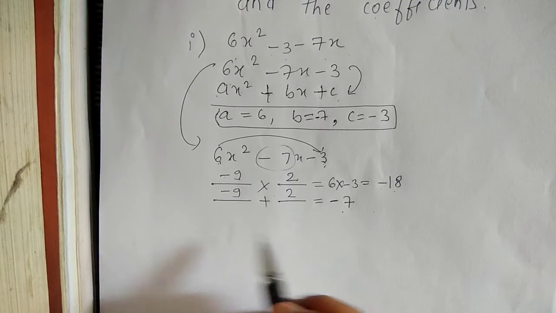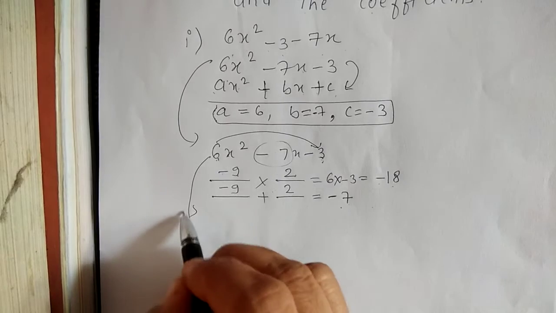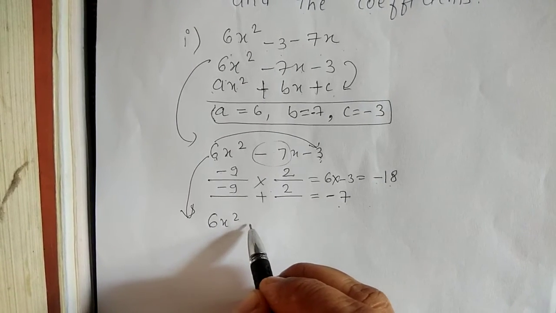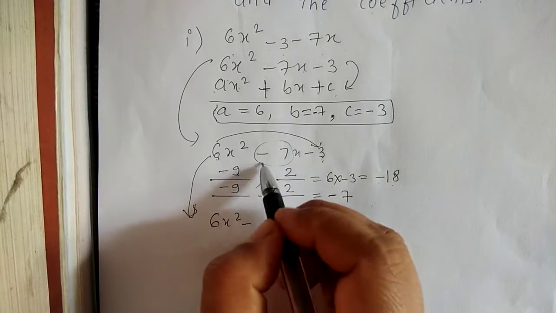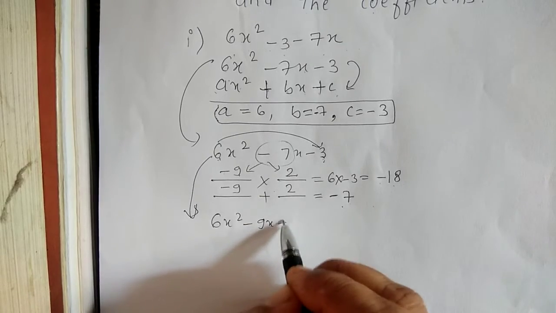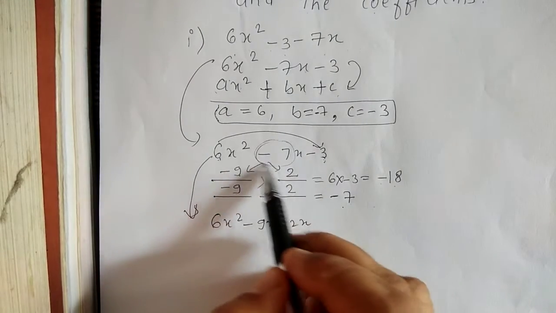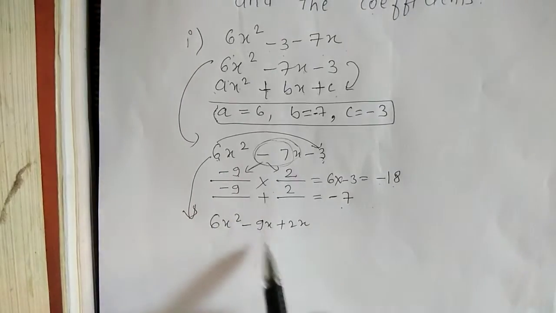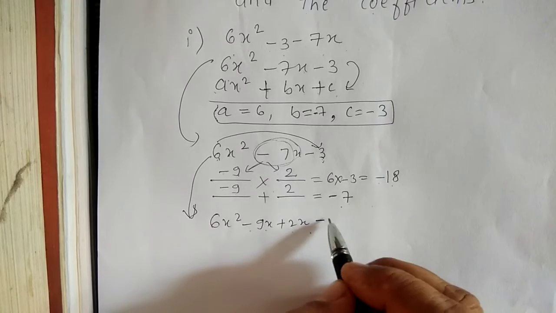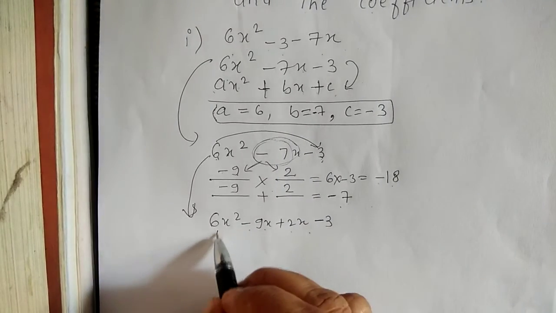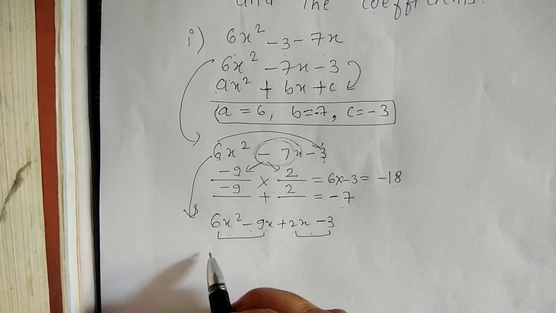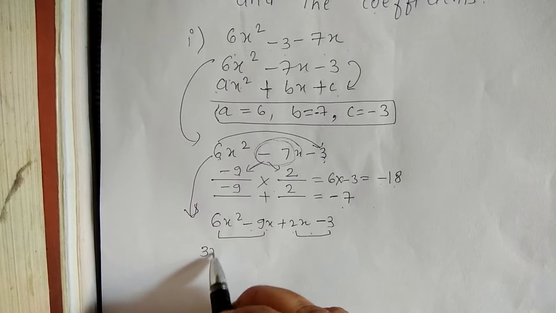Now what we have to do? We have to write first term as it is, that is 6x square. Then middle term we are dividing into two parts. Write down this minus 7x in two parts as minus 9x plus 2x. Then minus 3, last term write as it is. What can you take common from these two and these two terms? Here I can take common as 3x.